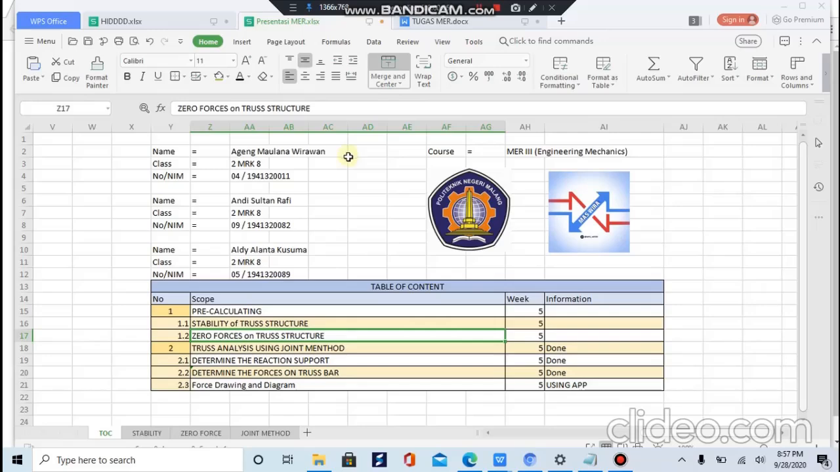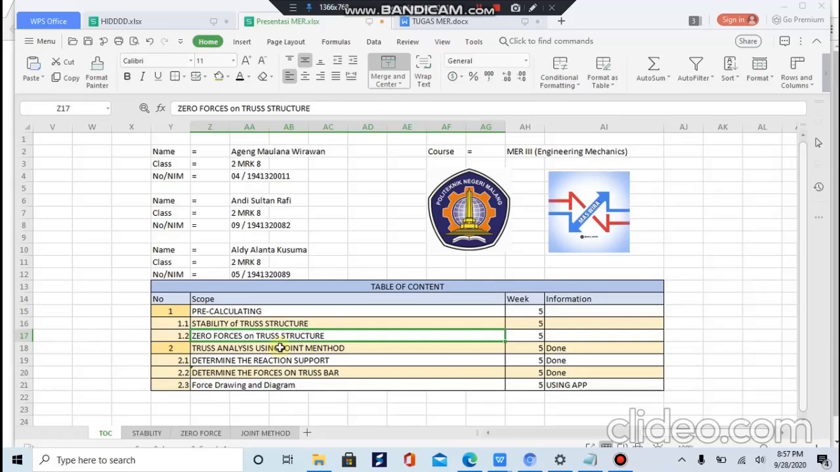In this video, I will talk about how to calculate truss analysis using the joint method. First things first, today I am with my group mates Aldi Alanta Kusuma and Andi Sultan Rafi. The coverage in this video is pre-calculation, in the form of calculating the stability of the truss system and finding the zero force members in the system of trusses.